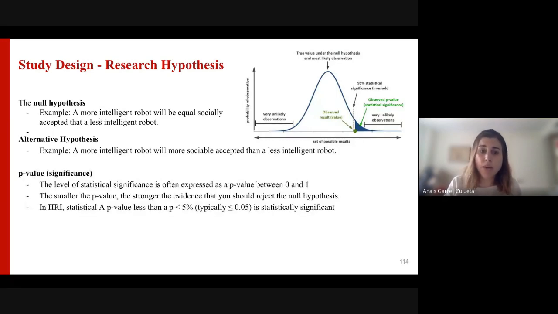The p-value is the level of statistical significance and is often expressed as a value between 0 and 1. In human-robot interaction, usually we say that if our p-value is lower than 5%, that is 0.05, it means that I statistically reject my null hypothesis and therefore accept my alternative hypothesis.